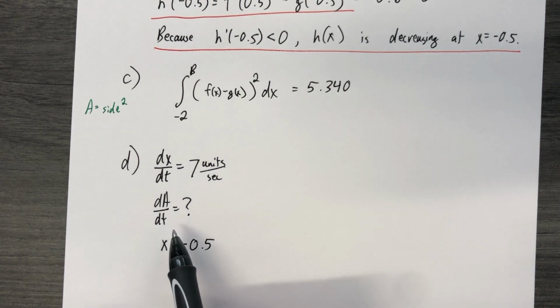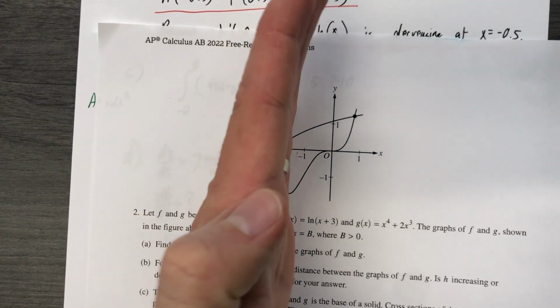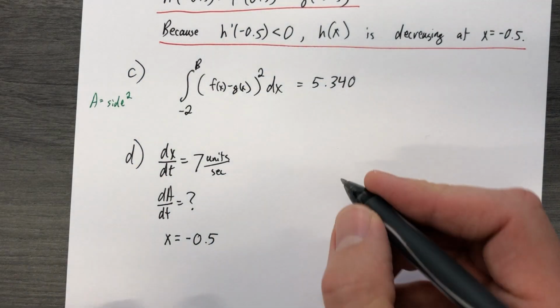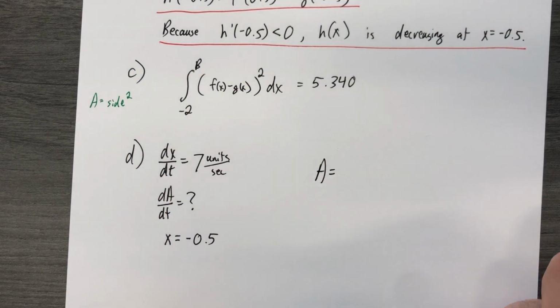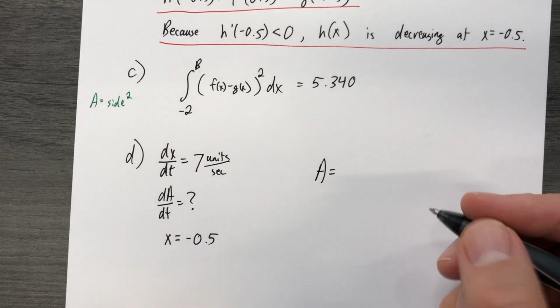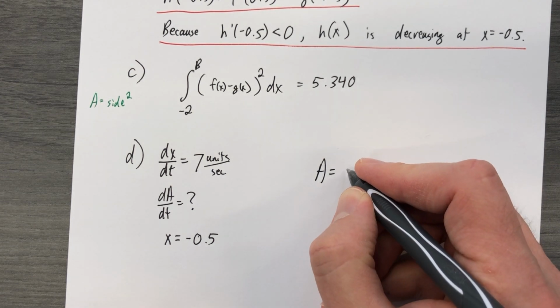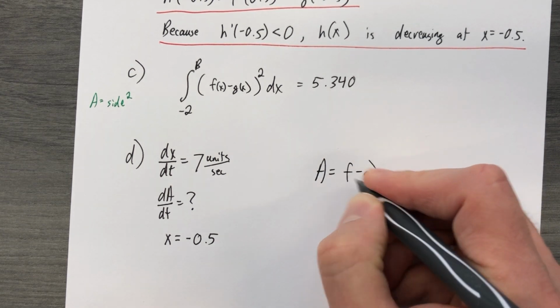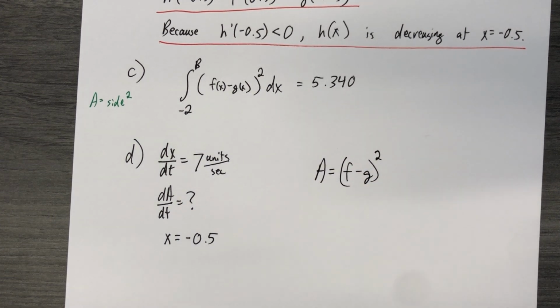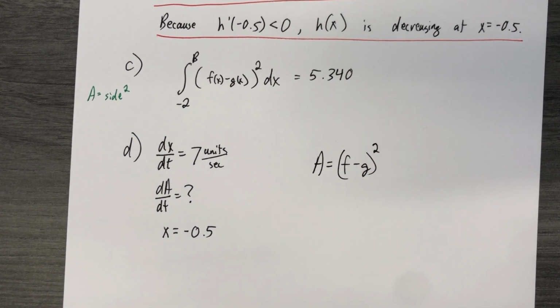Okay, so the area of what? The area of a cross-section, which in part C they said were squares. So the area of a square is the length of the side squared, which is f minus g squared. So we need to take the derivative of this, and we're going to. So let's do it. Here goes.